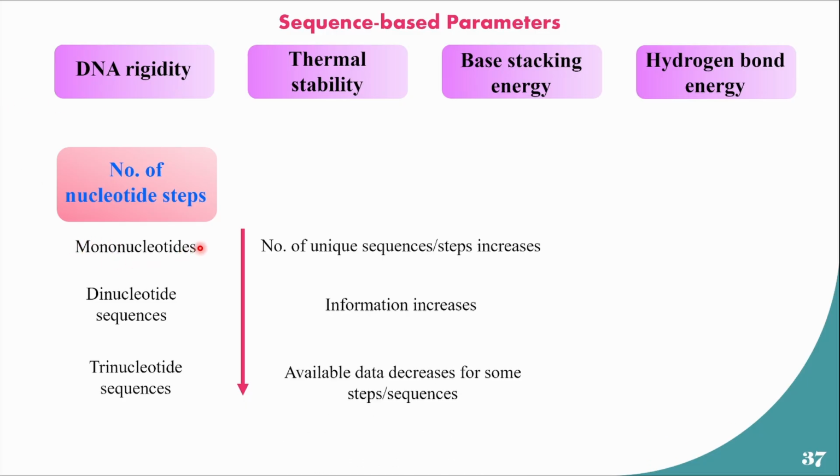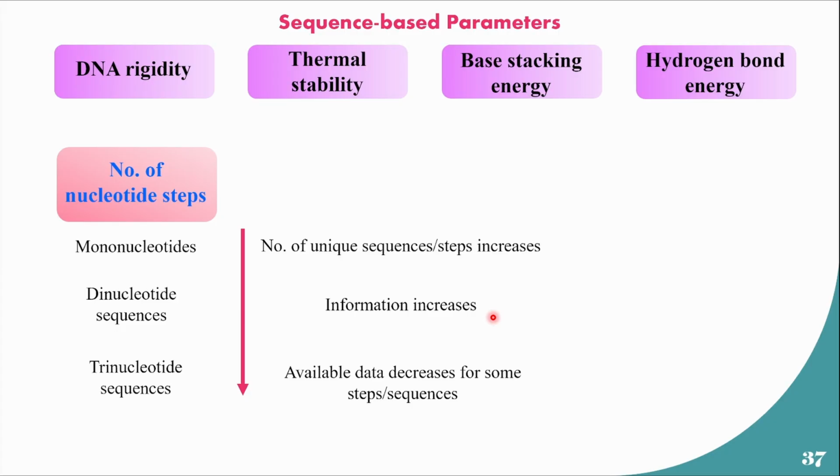So if you are just trying to calculate based on, let's say, single nucleotide data, versus if you are trying to calculate based on an overlapping trinucleotide step, you will see that some parameters change between them. So the more you go from mononucleotides to a higher order of subsequence level, so let's say dinucleotide sequence, trinucleotide sequence, and so on, the information that you can get from the data increases.